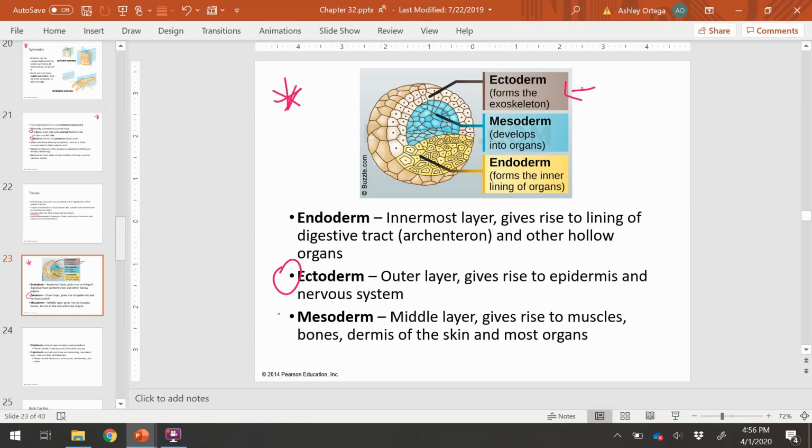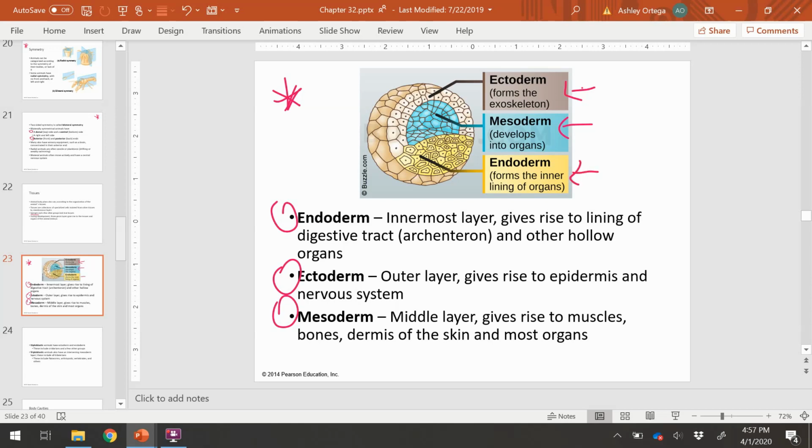The mesoderm is going to be the middle layer. You can think, they both start with M. And so that will give rise to pretty much all the organs, muscles, bones, the dermis of the skin, which is below the epidermis, for humans. And so that is here. And then thirdly, the endoderm, the innermost layer, is going to give rise to the digestive tract and other hollow organs like the lungs.